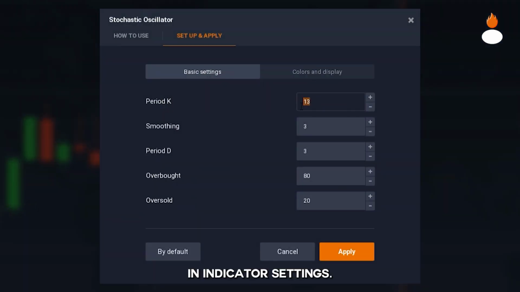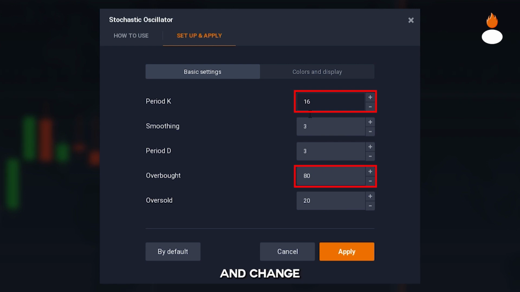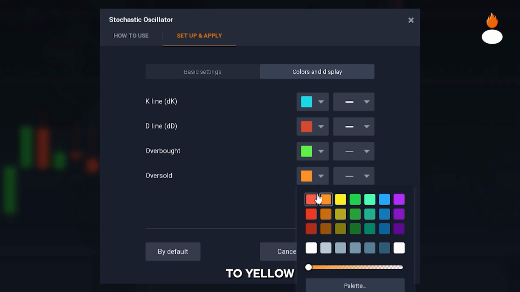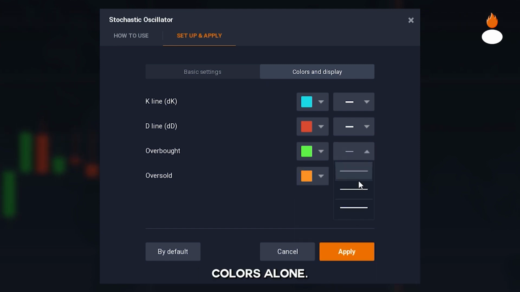In indicator settings, change the period to 16 and change the overbought level to 70. In color and display, we can change the thickness of these lines, and I change the color of the oversold level to yellow, and I leave the other colors alone. Then I click Apply the indicator.